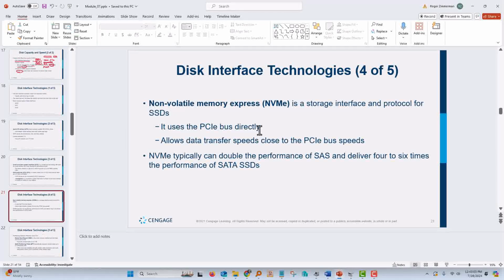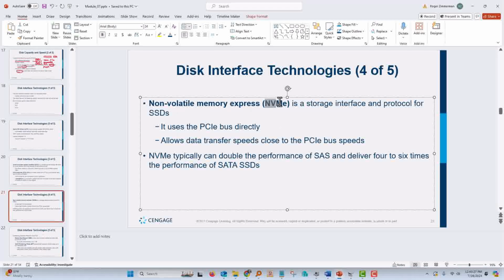Now, I said that the SAS drive has an extra board that plugs into these slots, and then we plug the drives into that board. But in this case, the drive plugs directly into the slot on the board, so you don't have to have an extra board sticking out of the motherboard. So we call those the NVMe, or non-volatile memory express.